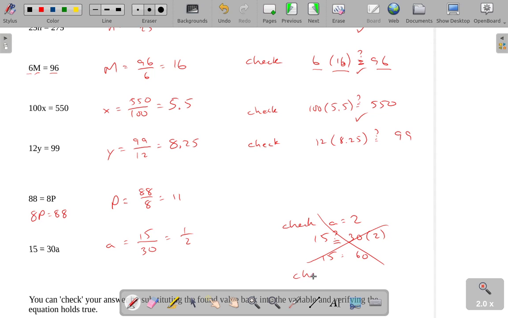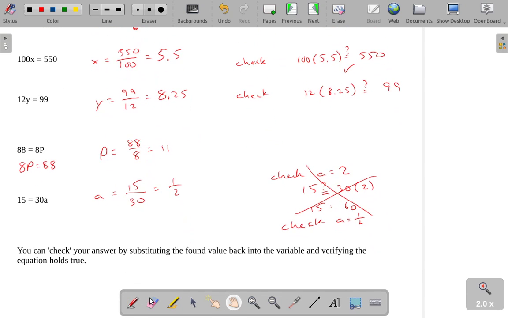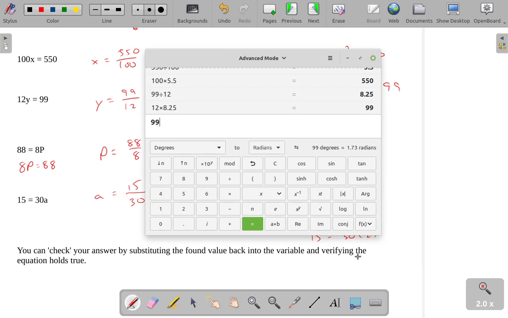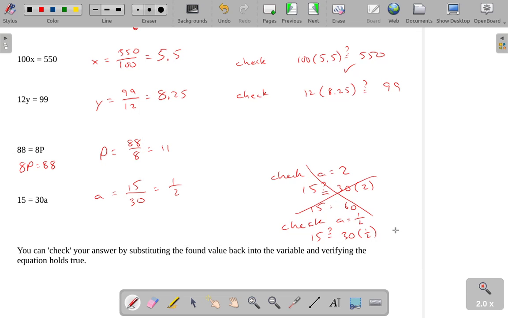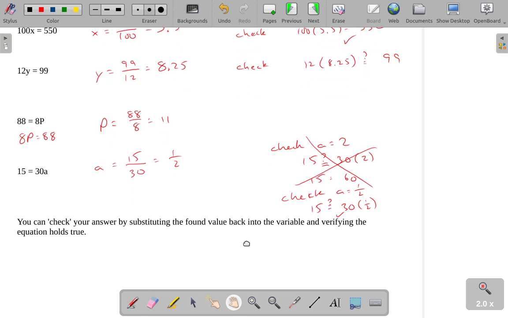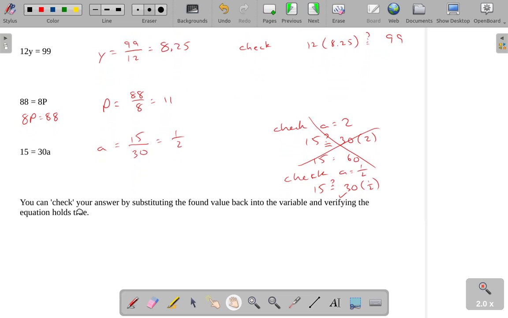So you can see if I was to check a equals 1/2 in this, I would get 15 equals 30 times 1/2. And 30 times 1/2, if you want to call it 0.5, that would work as well. 30 times 0.5, or 30 times parentheses 1/2. I'm just putting it in parentheses there to make sure I'm dealing with 1/2 and there's no funny business with the order of operations. You can see I get 15 for both of those. So this is a true statement. All right, so we've already been doing that.